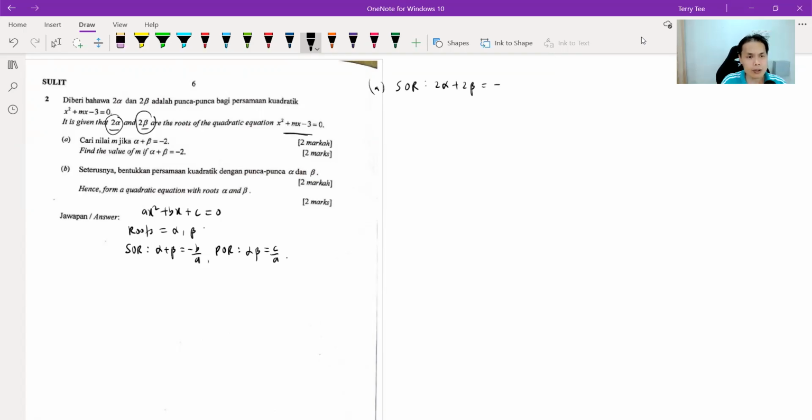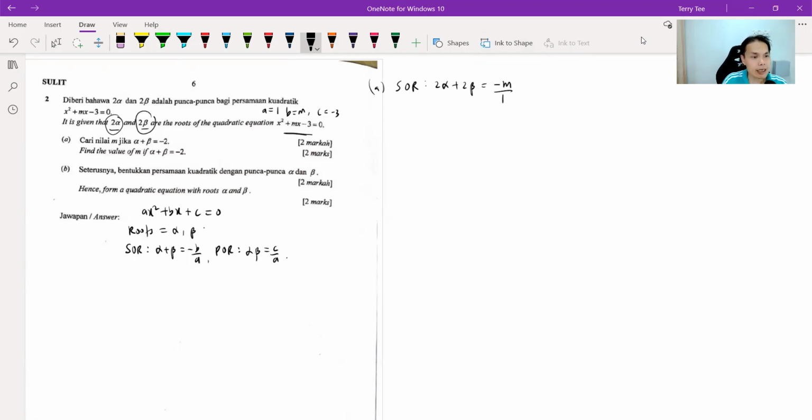Now you can look at your equation here. My a is actually 1. A is your coefficient of x squared. My b is now m. And my c is now -3. So as I put negative b over a, my b is m. My a is 1. I can find the value of m.